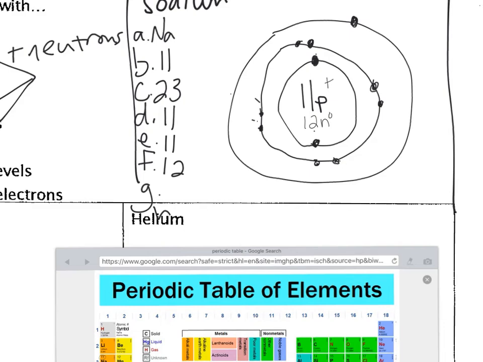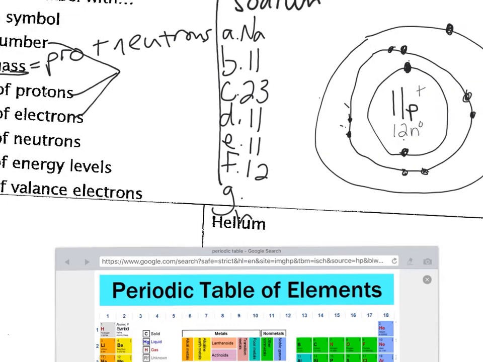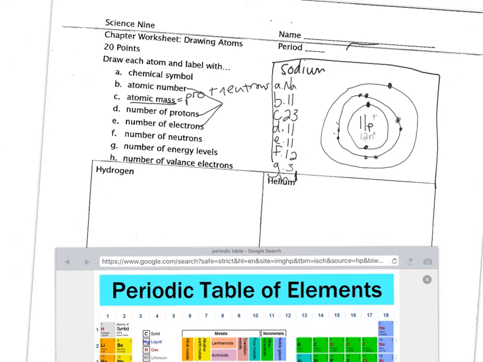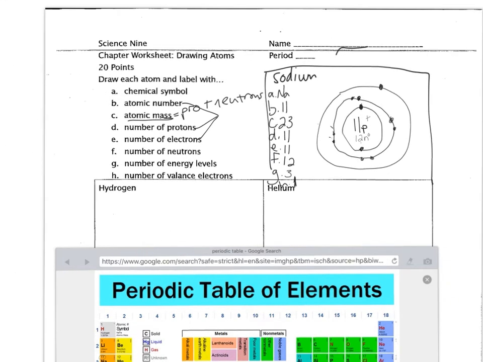So my G then is asking energy levels. How many energy levels did I have? 3. And then how many valence electrons did I have? Remember, valence electrons are outer shell electrons. So how many did I have in the outermost shell? That's 1. Okay. And so that answers all those questions. I went through, I answered them all. I have my drawing. I have the correct number.